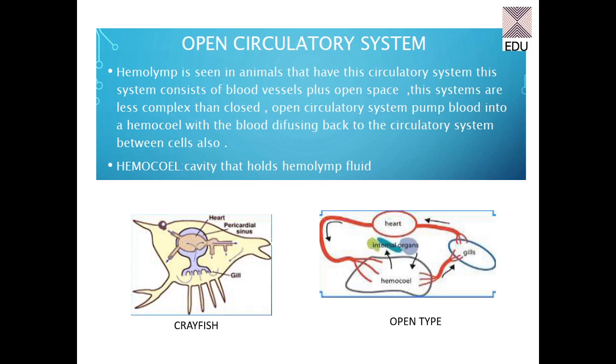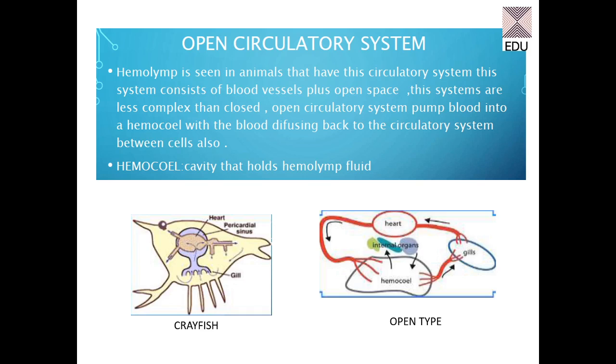Number 2, the blood vessels. Here we have the aorta in the case of the cockroach. In the case of the crayfish, we have two aortae. So these are the blood vessels. And the third thing, which is very important for the open circulatory system, is the open space. This is the main characteristic feature of the open circulatory system, the third thing.